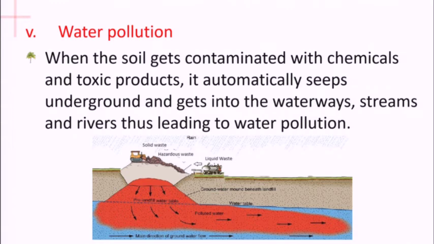5. Water pollution. When the soil gets contaminated with chemicals and toxic products, it automatically seeps underground and gets into the waterways, streams and rivers, thus leading to water pollution. Further, leaching takes place, which makes the toxic elements and chemicals infiltrate into the aquifers and the water tables. The contaminated water evaporates and falls back as precipitation to the ground along with the impurities and hence gets into the ecosystem cycle.